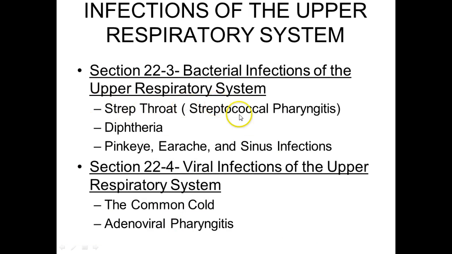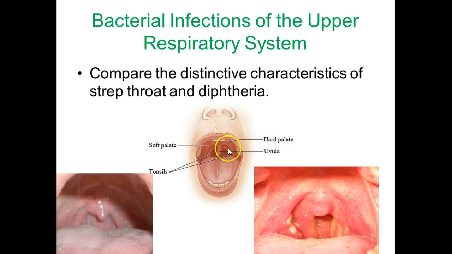So we're going to first look at bacterial infections, and then we'll look at a couple viral infections, and again we're talking about those associated with the upper respiratory tract. So we're going to compare strep throat to diphtheria, and you can see here in this diagram your uvula is part of your soft palate, right? This cute little punching bag here. This is not a tonsil, right? Some people confuse it with a tonsil. This is part of your soft palate. It's meant to help keep stuff from going up your nose.